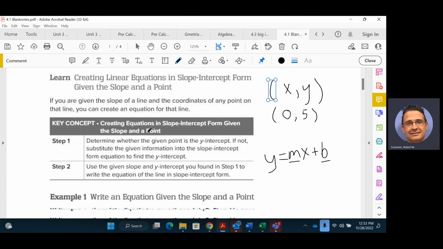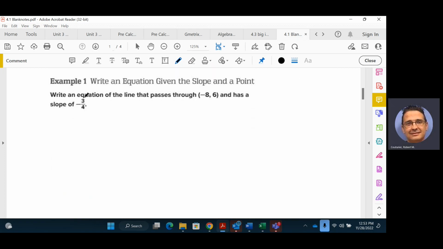Okay, let's see what they give us for our first example. It says, write an equation of a line that passes through the point (-8, 6). Again, look, here's our x, there's your y. And it has a slope of, well, they literally gave us the slope. This is your m.